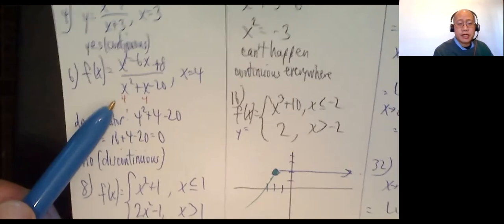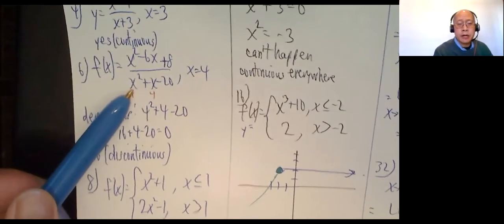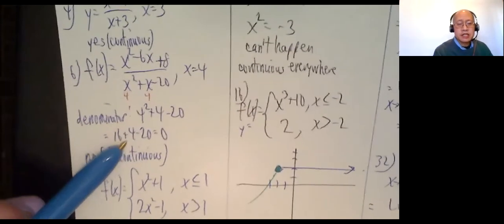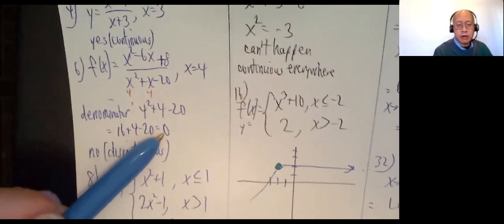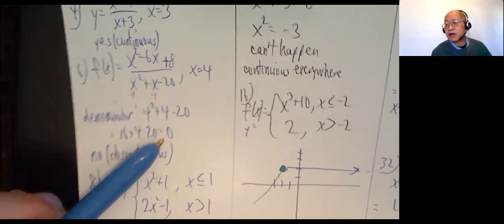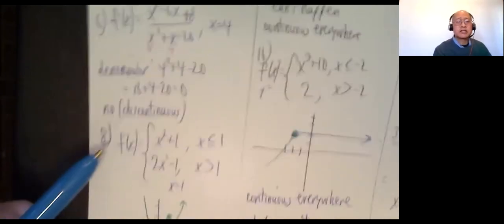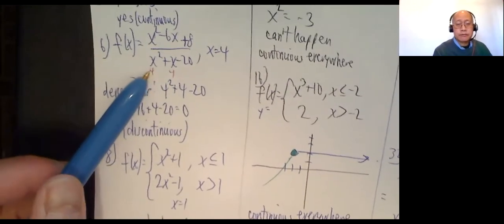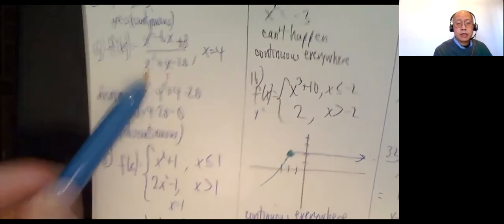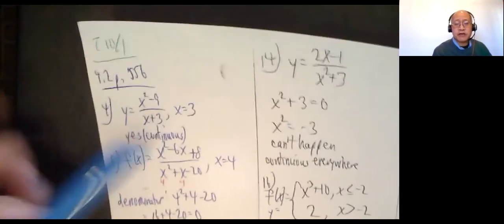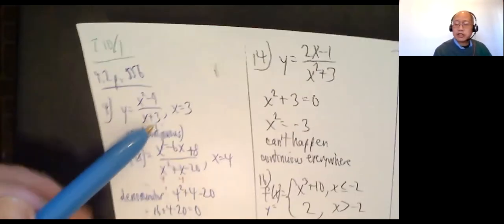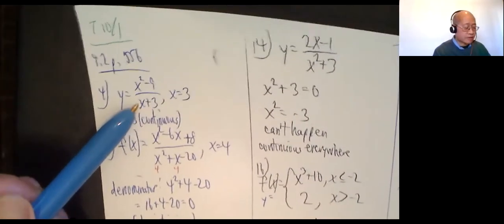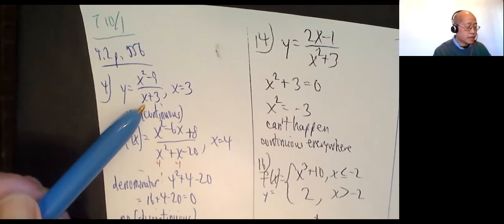If I plug in 4, the denominator is going to be 4 squared plus 4 minus 20, 16 plus 4 minus 20, which is 0. You're not allowed to divide by 0 in math. So the function's not continuous, it's discontinuous at x equals 4. Again, over here, the function's defined when you plug in 3. Rational functions, polynomial functions, almost every function that you know of is continuous wherever it's defined. So that should not be an issue.